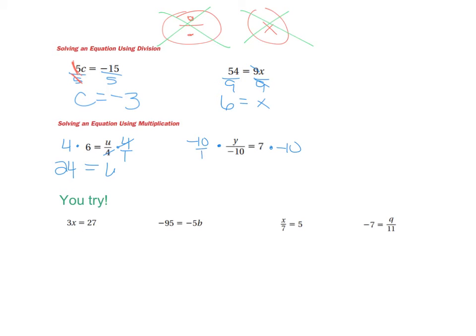Remember, this is over 1. So in the numerator and the denominator, they cancel. It becomes 1. Negative 10 divided by negative 10 is 1. 1y is just y. 7 times negative 10 is negative 70.